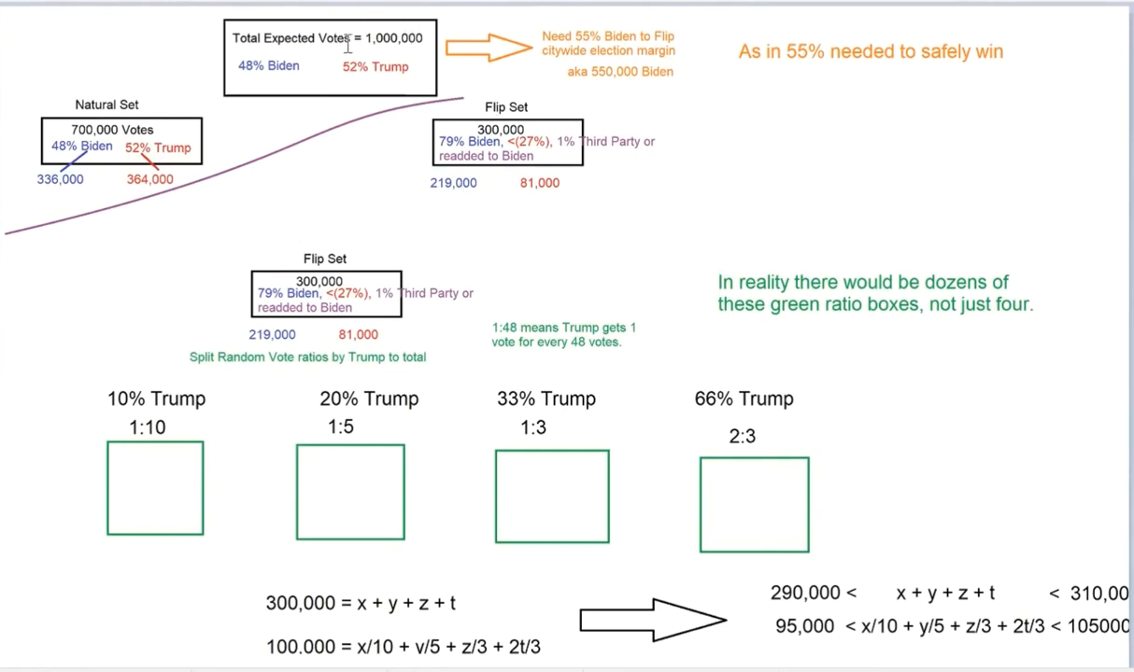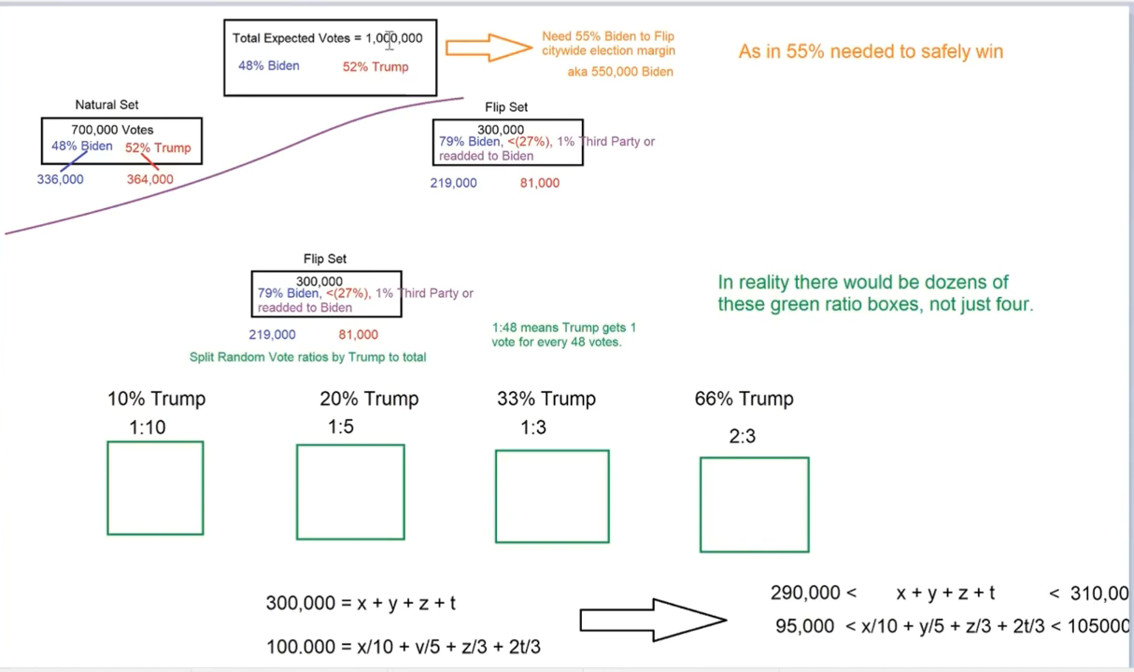Let's say that there are 1 million votes expected in an election, and they're expecting it to go 48% for Biden, 52% for Trump. The ballots coming in, they actually need 55% of those votes to be for Biden in order to flip the margin.